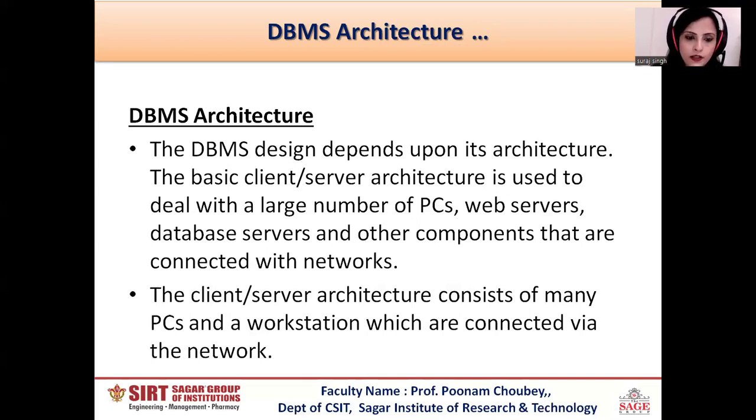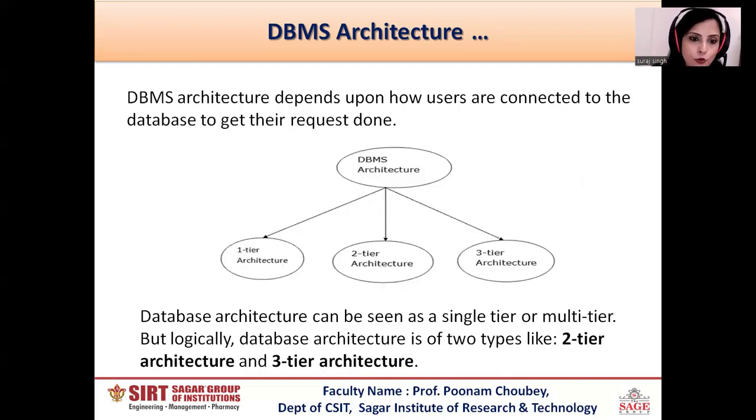So in the second point, we see the client server architecture consists of many PCs and workstations which are connected via network. It means there are small networks or workstations which are used to connect the client server architecture, right? So here we continue. The DBMS architecture depends upon how users are connected to the database to get their request. In the diagram, we can see the DBMS architecture. Here are the three parts of the architecture. First is the first tier, second is two tier, and third is the three tier architecture, right?